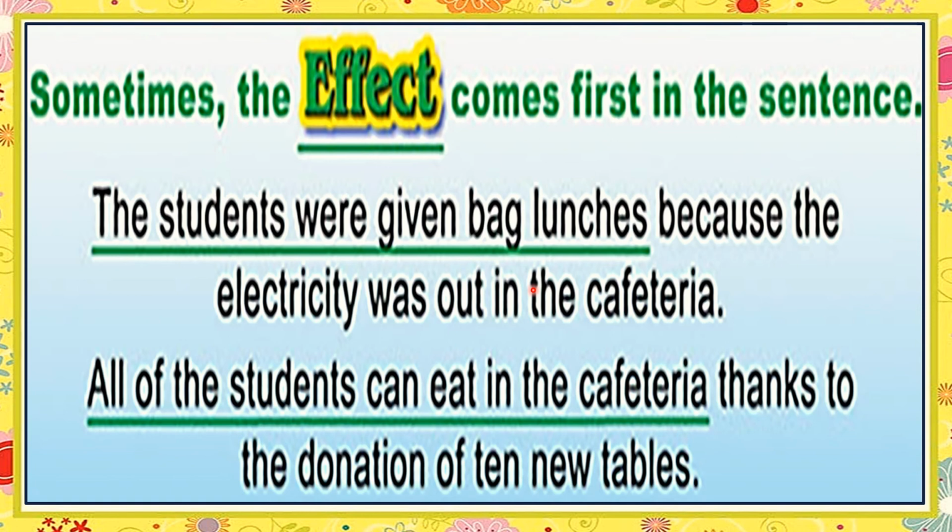We can also put the cause in the beginning of the sentence, like the electricity was out in the cafeteria, so the students were given bag lunches. So you see class, we can always put the cause in the beginning of the sentence, even also the effect. We can also put effect in the beginning of the sentence, like sentence number two. All of the students can eat in the cafeteria thanks to the donation of 10 new tables. Or we can do like this. Because of the donation of 10 new tables, all of the students can eat in the cafeteria. Okay, so we just have to concentrate and focus on the signal words or keywords that has been used. And we also have to know how to determine the cause and the effect in the sentence by asking the question why and what.